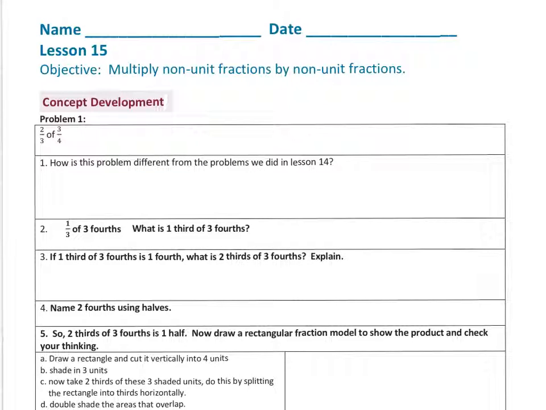Alright, 5th graders, we're going to keep going with our multiplying fractions, only today it's non-unit fractions by non-unit fractions. You'll see what that means in just a moment. So check out our first problem, 2/3 of 3/4, which is another way of saying 2/3 multiplied by 3/4.